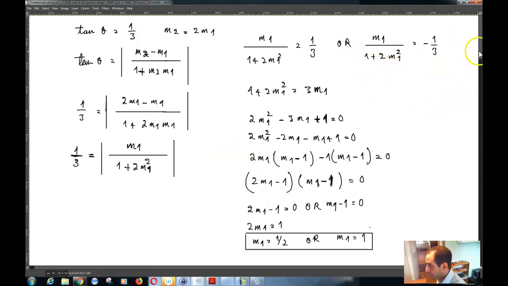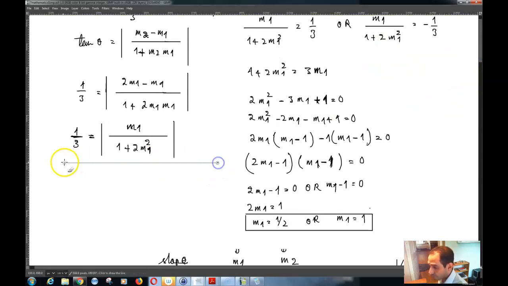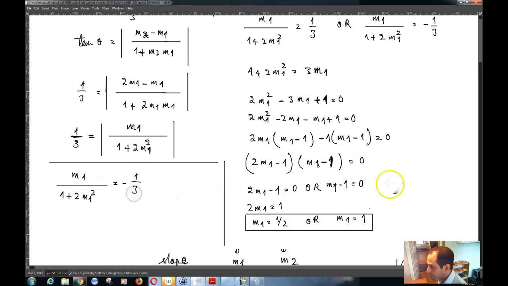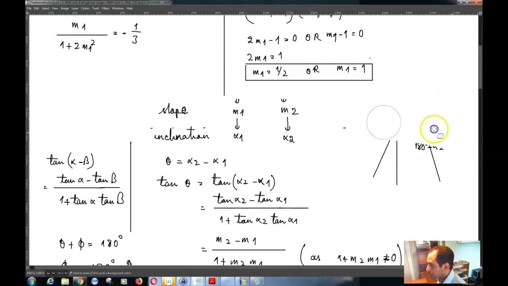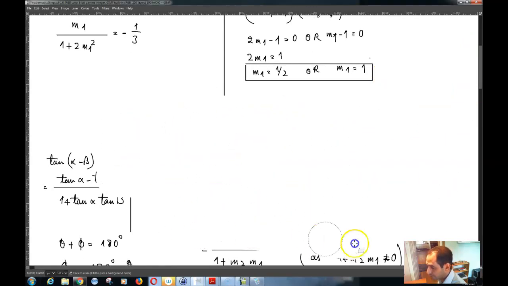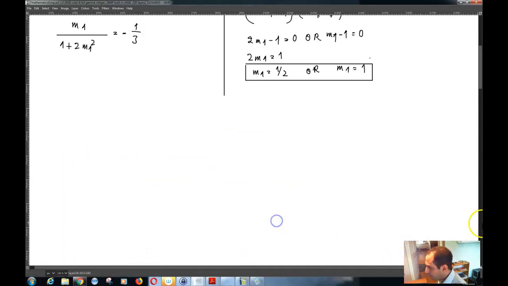Over here you have m1 over 1 plus 2 times m1 squared is equal to negative 1/3, which means that negative 3 times m1 is equal to 1 plus 2 times m1 squared, and 2 times m1 squared plus 3 times m1 plus 1 is equal to 0.